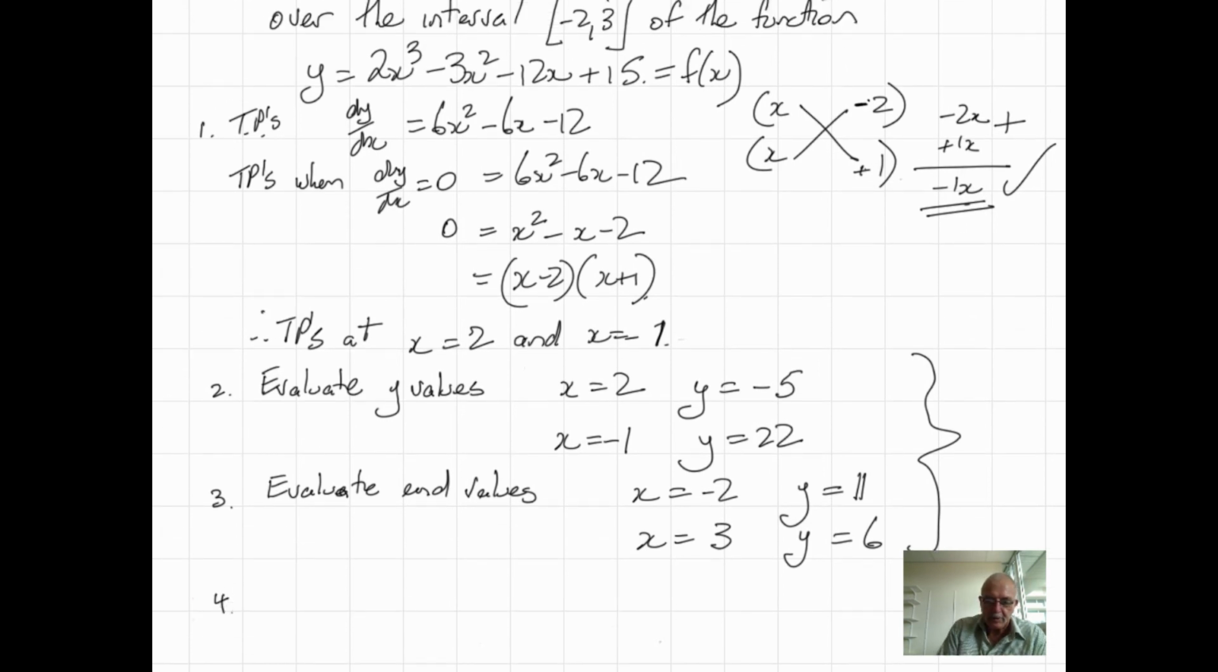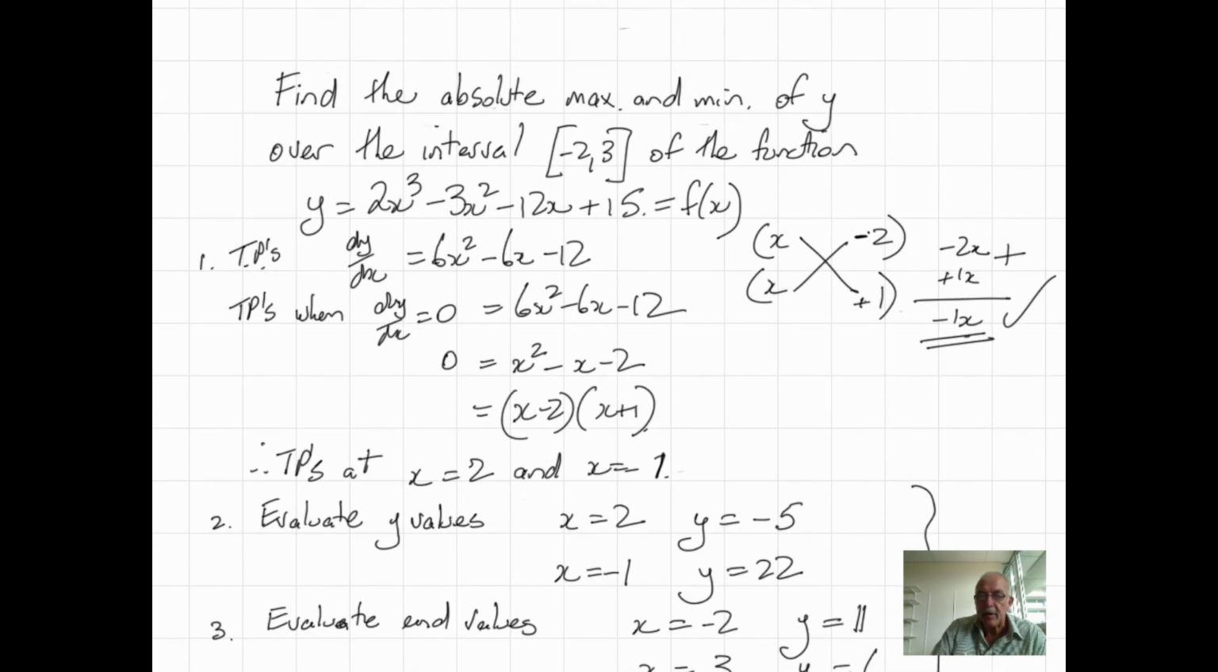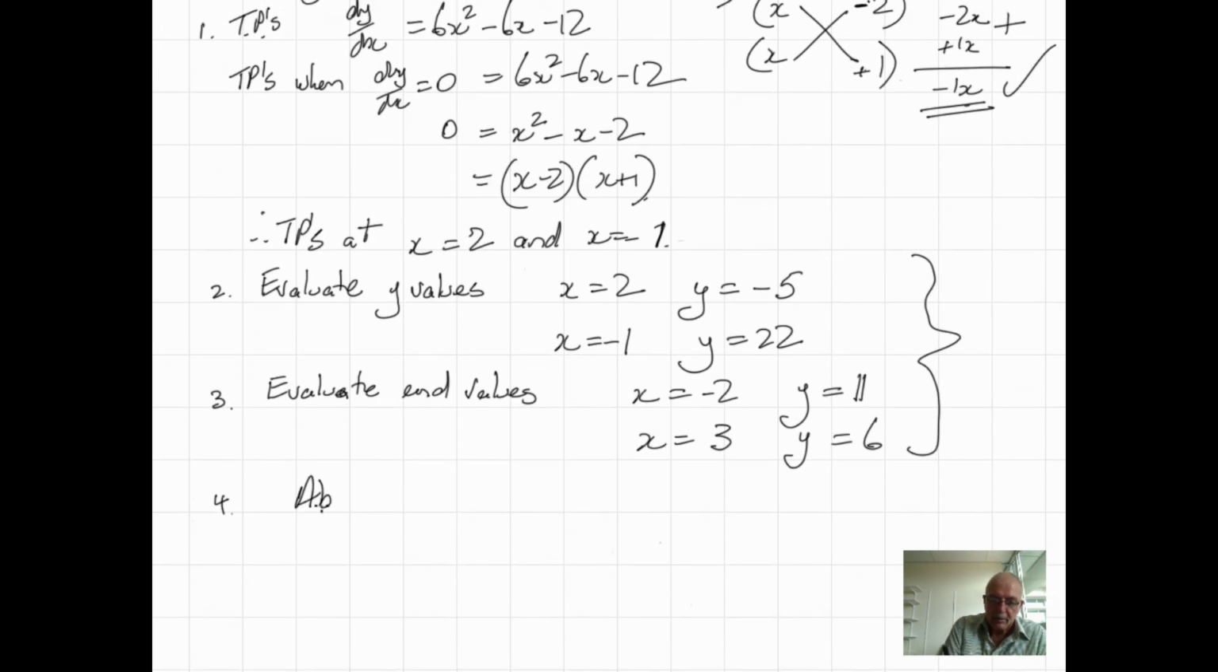So the fourth step is to quote the least value. Well, what was the question? To find the absolute max and the absolute minimum of the function. So we find the smallest value, and that will be -5, and that occurs at x equals 2. The absolute max and min, in other words, would be the least value and the greatest value of the function. What is the greatest value? We'll go down the y values here. Which one's the biggest? 22 at x equals -1.